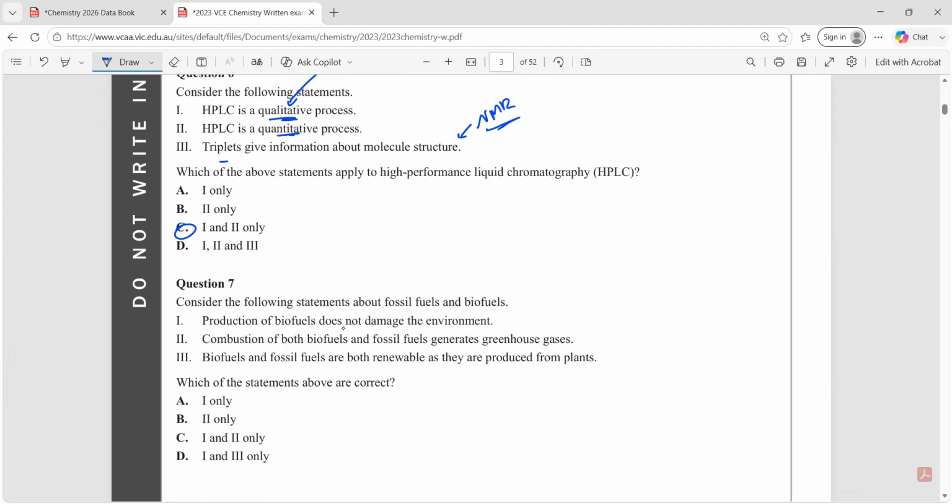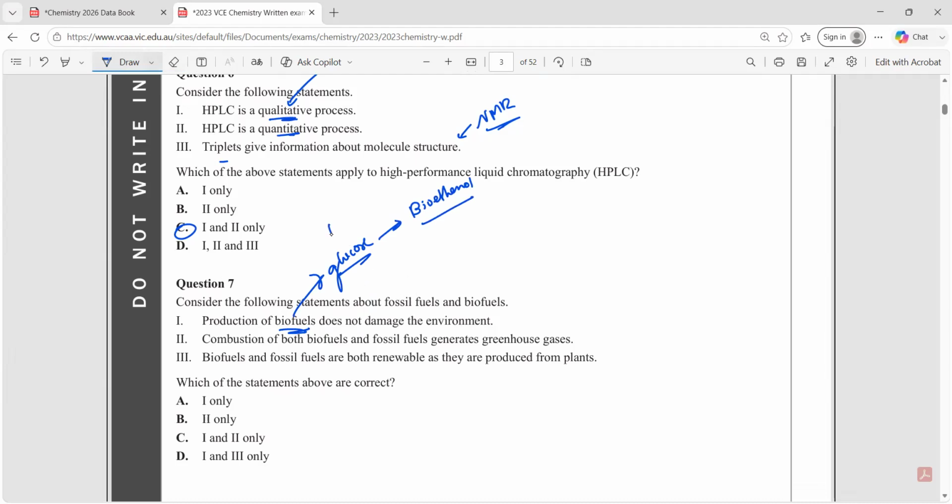Production of biofuels does not damage the environment. Look, generally speaking, if you're very early into your studying of chemistry, you might believe that is true. However, you don't know that for sure, right? There's a lot of different factors involved in producing biofuels. For example, when we're looking at fermenting glucose into bioethanol, there's a lot of steps that go into that, right? So we don't know what's happening to the environment.